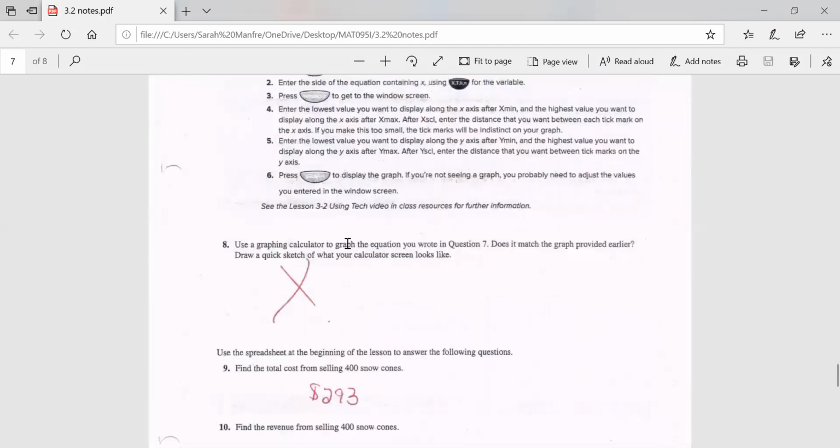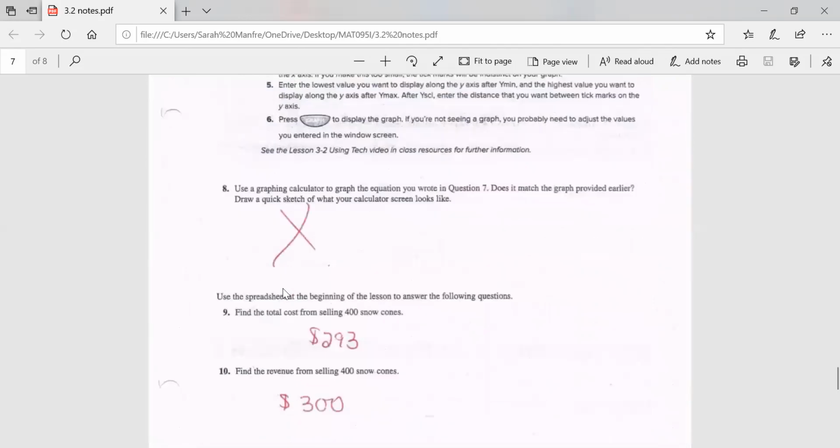We're going to skip this technology section. We're going to skip question number 8. We don't need to worry about using the graphing calculator.